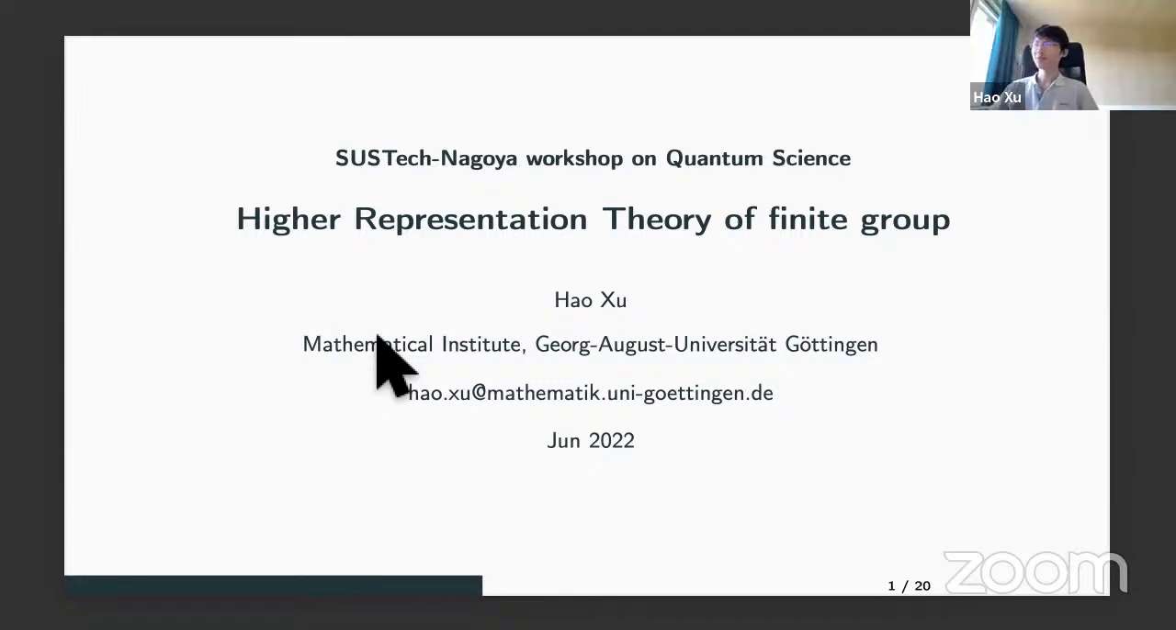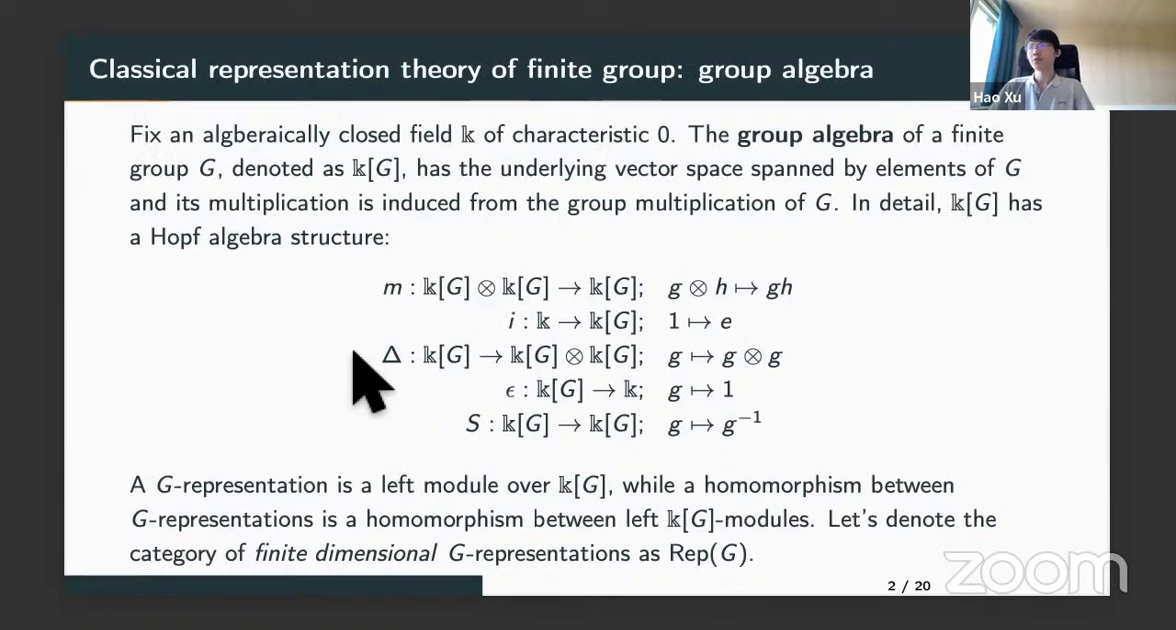Okay, so before I start, let me thank the organizer of this conference and the chairing person for the introduction. So my name is Hao Xu. Today, my talk is about higher representation theory of finite groups. So we will start with some basics from classical representation theory of finite groups. So let's fix an algebraically closed field K of characteristic 0.